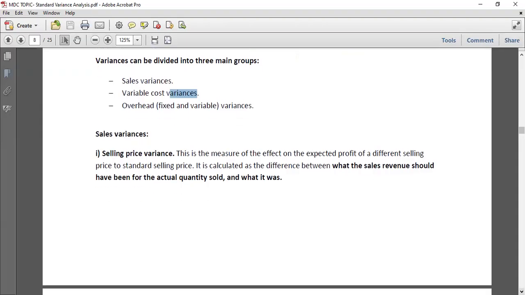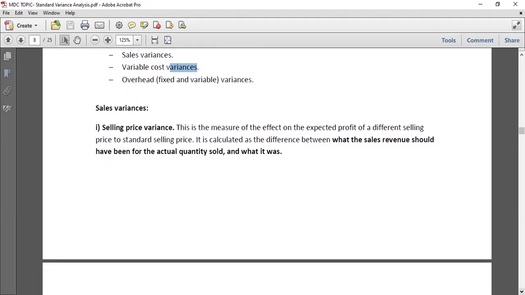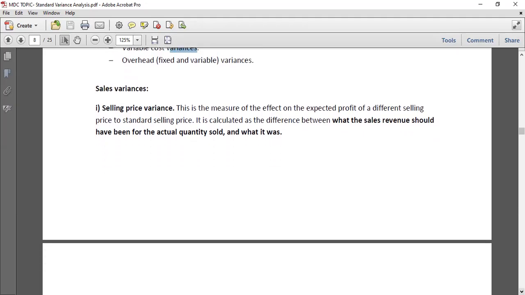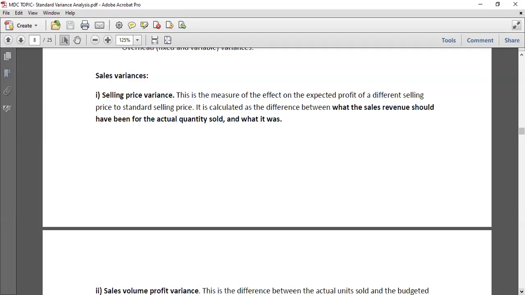So a selling price variance measures the effect on expected profit of different selling prices compared to the standard selling price. It is basically calculated between what the sales revenue should have been for the actual quantity sold and what it was. Okay, that is the selling price variance. As you can see, this is the summary of it: what sales revenue should have been for the actual quantity sold and what it was.